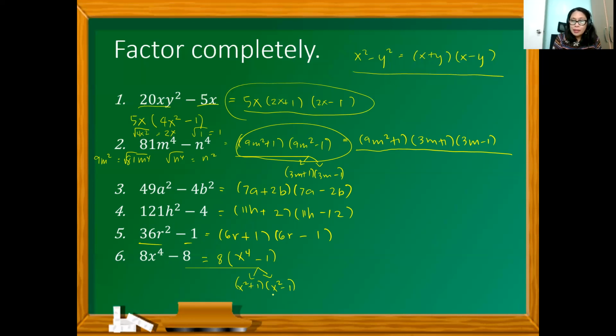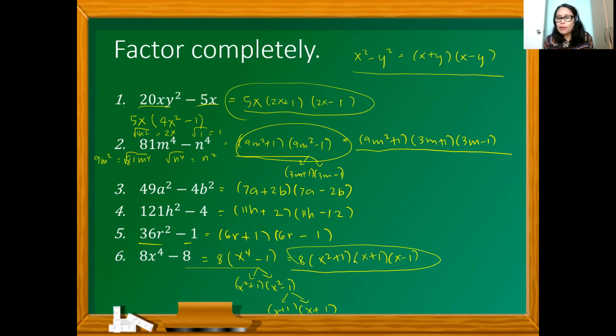But then again, this is still factorable and both terms here are perfect squares. So the factors are the square root of x squared and then the square root of 1. So the complete factors are 8, x squared plus 1. And then the factors for x squared minus 1 are the two factors here. So these are the complete factors.